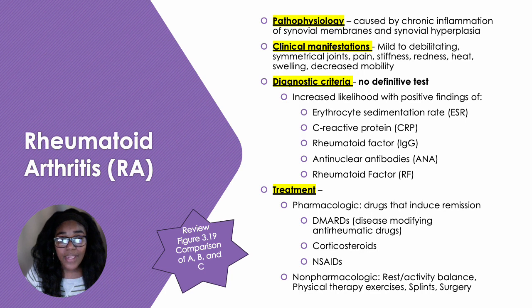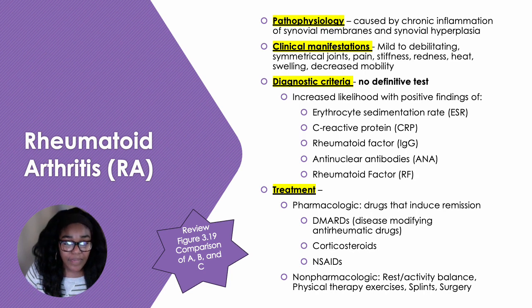As far as your diagnostic criteria, of course, you're going to have a healthcare provider to diagnose, but there is no definitive test for rheumatoid arthritis. But there is an increased likelihood with positive findings of an increased erythrocyte sedimentation rate, increased C-reactive protein, an increase in your rheumatoid factor or IgG, and that is an immunoglobulin. We'll get into that a little later. And we have anti-nuclear antibodies.